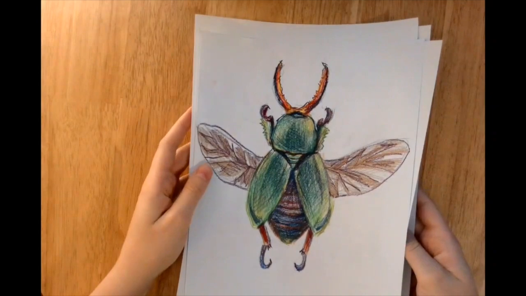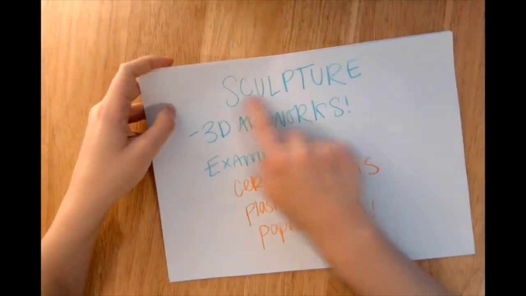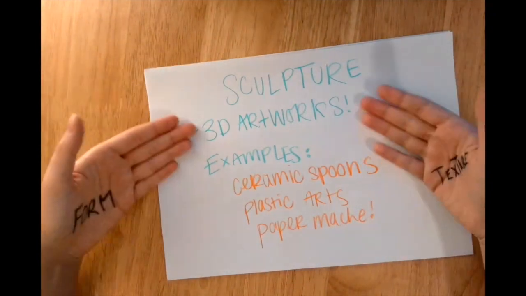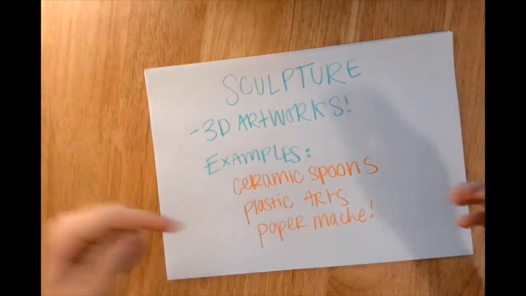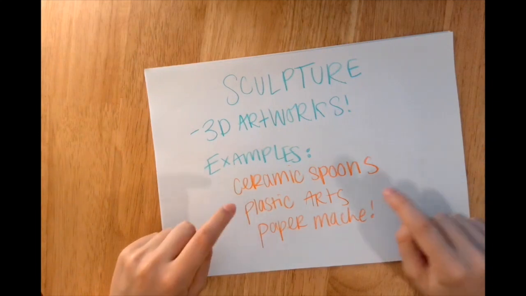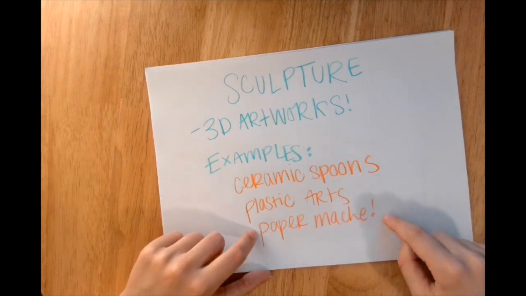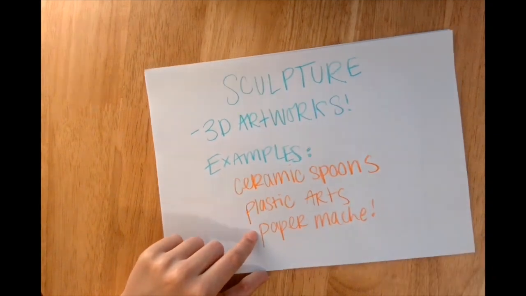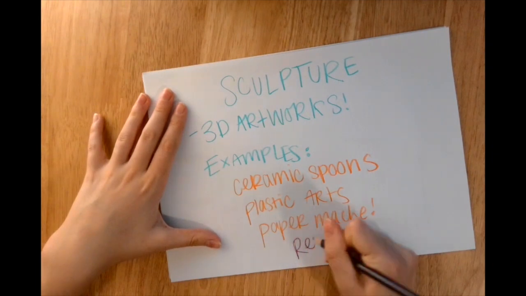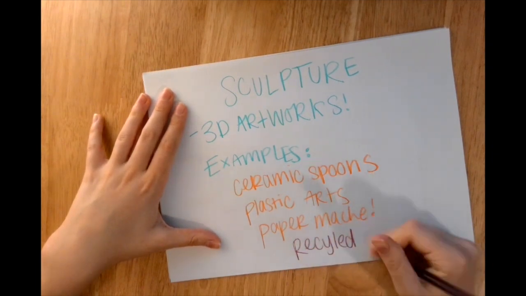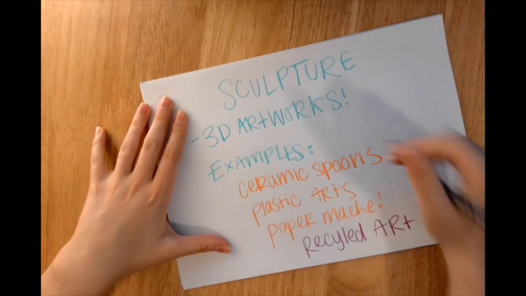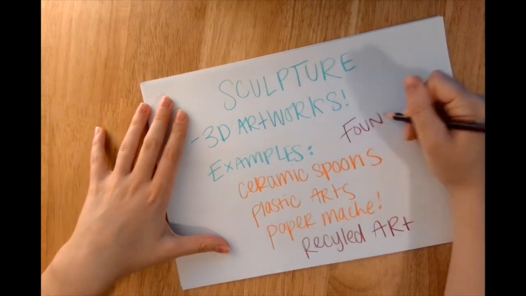How are we going to get from point A to point B? You guys are taking this picture and turning it into a 3D sculpture. So let's first describe what is sculpture. Sculptures are 3D artworks. Some examples would be ceramic spoons that you guys made in class, things made out of plastic or plastic arts. Paper mache is also one. The one we're going to focus on together is recycled art, or another way we can call this is found objects art.